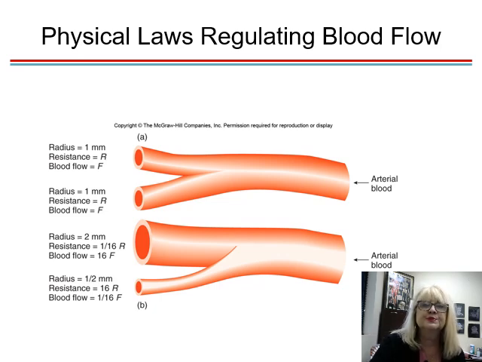So the relationships between blood flow, vessel radius, and the resistance. The resistance and the blood flow are equally divided between the two branches of the vessels if we're looking at A on top. And on B, a doubling of the radius of one branch and halving of the radius of the other produce a 16-fold increase in blood flow in the former and a 16-fold decrease in blood flow in the latter.